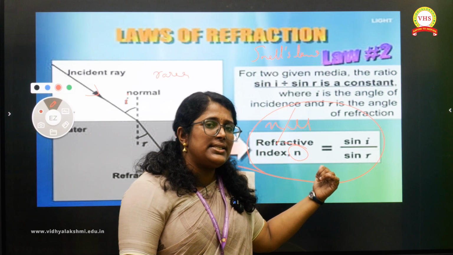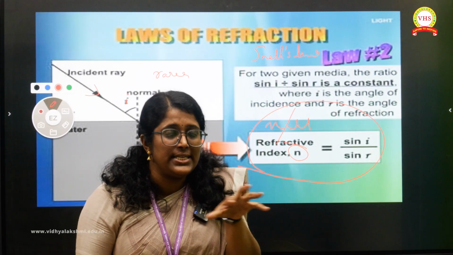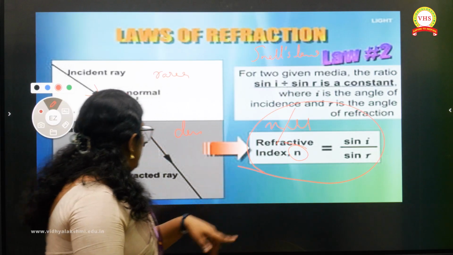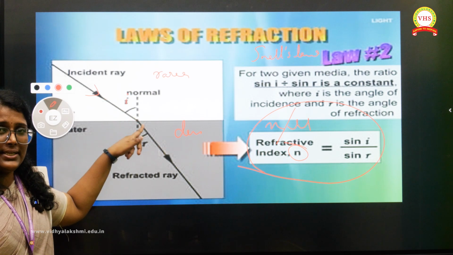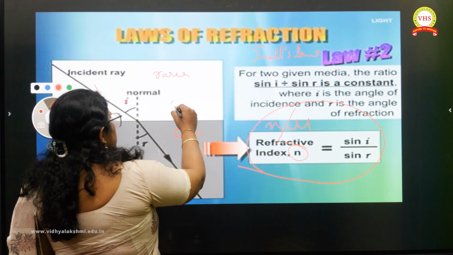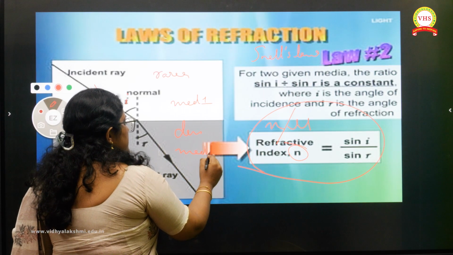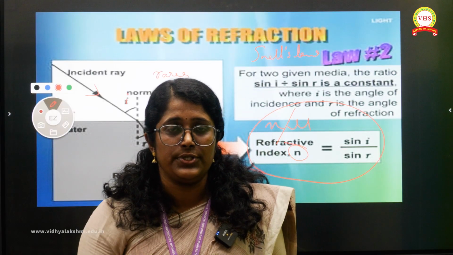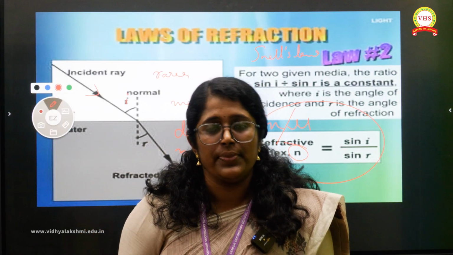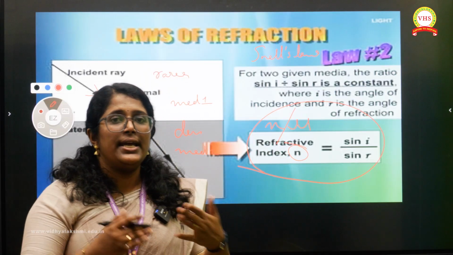Sine of angle of incidence means you have to take the refractive indices carefully. That's very important. Where the angle of incidence is there, you just take it as medium 1. Okay, medium 1. This one will be medium 2. In that case, if you are taking Snell's law, you won't get confused when you are doing numericals.